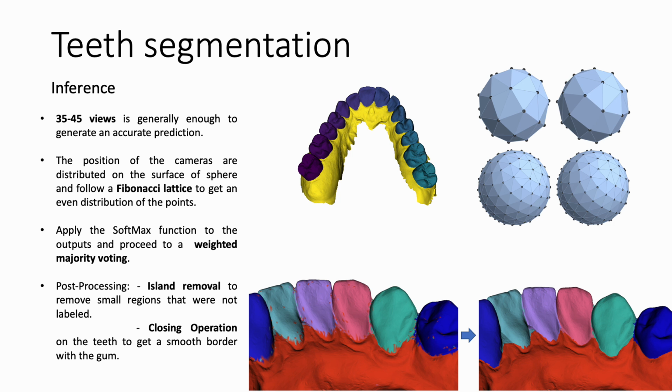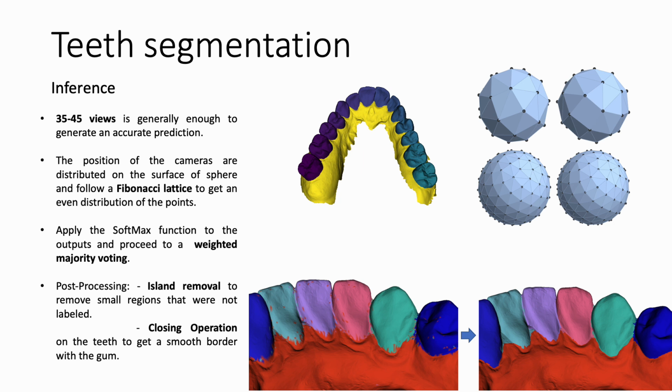So now let's see how the prediction is done. Multiple views of the models are taken. 35 to 45 views is generally enough to generate an accurate prediction. As you can see on the graph on the right, the positions of the cameras are distributed on the surface of a sphere and follow a Fibonacci lattice to get an even distribution of the points. Then we apply the softmax function to the outputs and proceed to a majority voting among all views for each point on the surface.